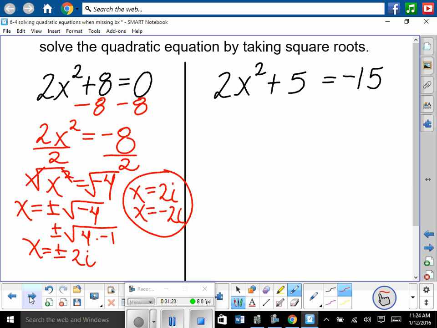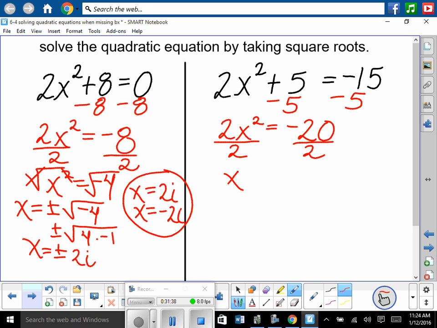Okay, let's go through it. So what am I going to do? Subtract 5. So we have 2x squared is equal to negative 20. Then we'll divide both sides by 2. So we have x squared is equal to negative 10. Then we'll take the square root of both sides of the equation. Root cancels out with power. x is equal to plus and minus the square root of negative 10.